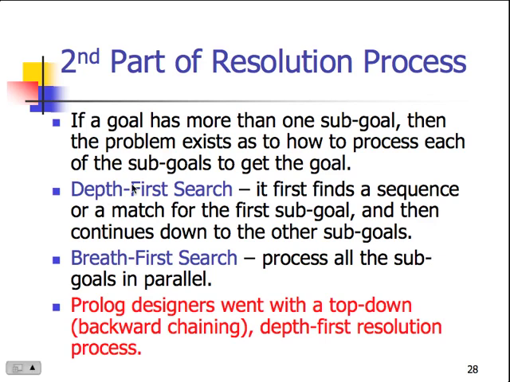So depth first: it first finds a sequence or a match for the first sub-goal and then continues down to all of the subsequent sub-goals. Or breadth first: process all the sub-goals in parallel, so do them all together. Which one's going to give you better results depends on how you've designed the system.